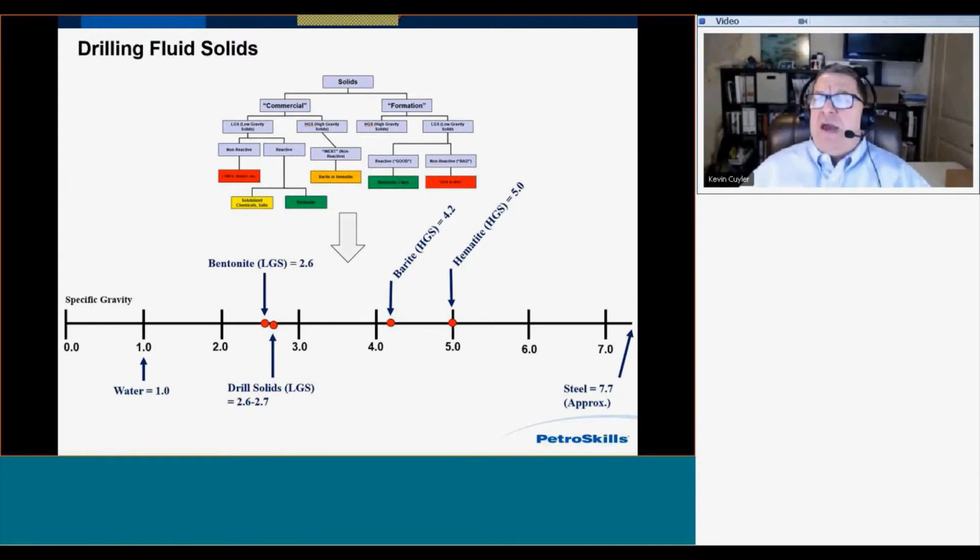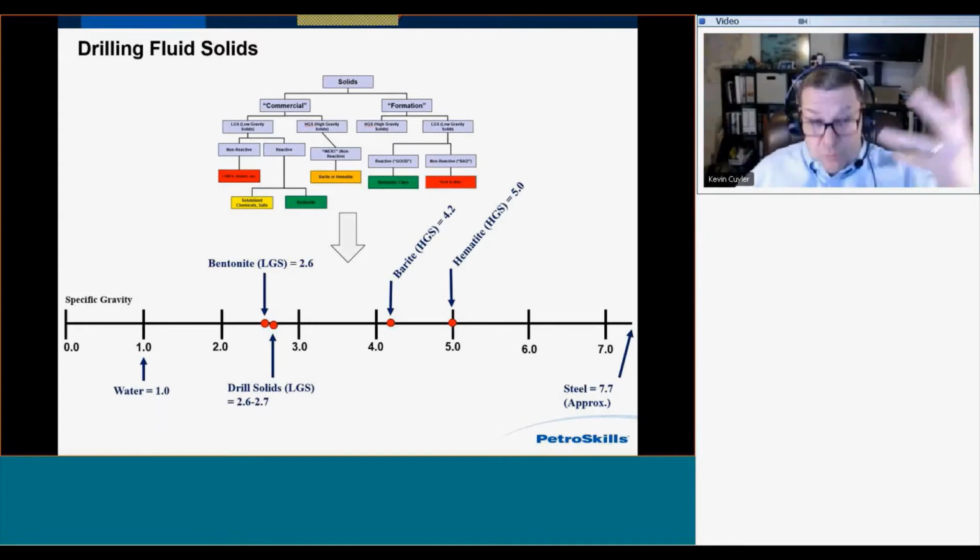And so when we look at it, we can basically take our entire chart that we've already mentioned, and we're going to drop it into a little bit of a timeline. But instead of a timeline, this is a specific gravity timeline. When we look at specific gravity, we start over here on the left-hand side. We know that water has a specific gravity of 1.0, right? As we move closer up the specific gravity line, and we get to about 2.6, we find bentonite, sodium montmorillonite, which is a low-gravity solid, but it is a good low-gravity solid.